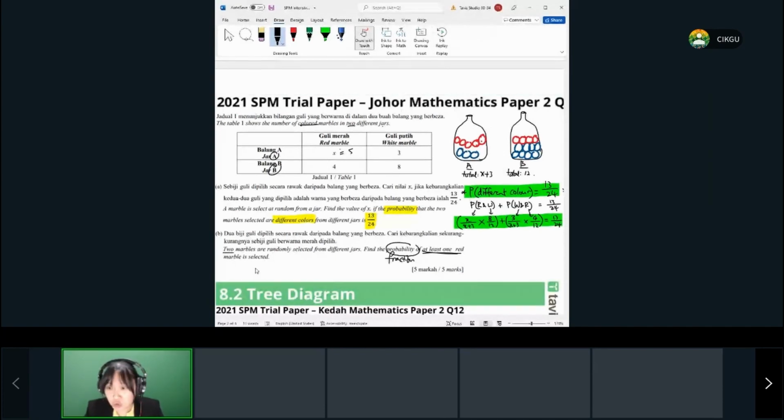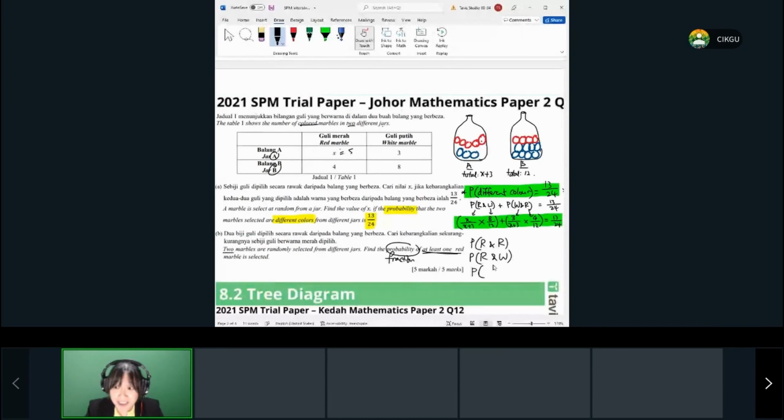Same thing: you ask yourself, what are the logical cases? At least one red marble must be selected. That means one possible case is you select red from A first. And then from the second jar, you can select anything. You can select red, you can select white, because they say at least one of them is red. Both red also can. No problem.